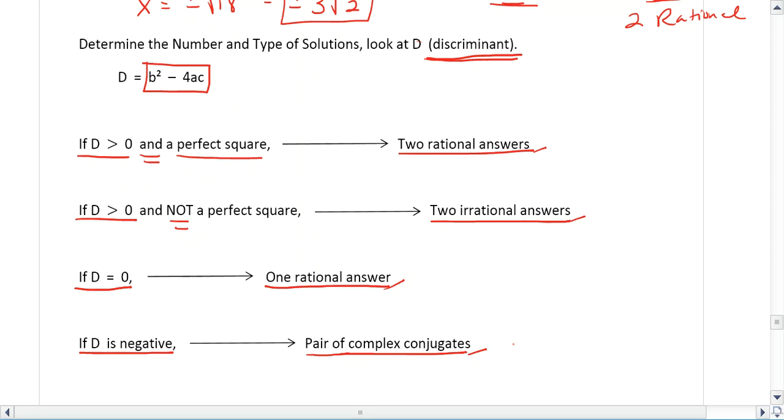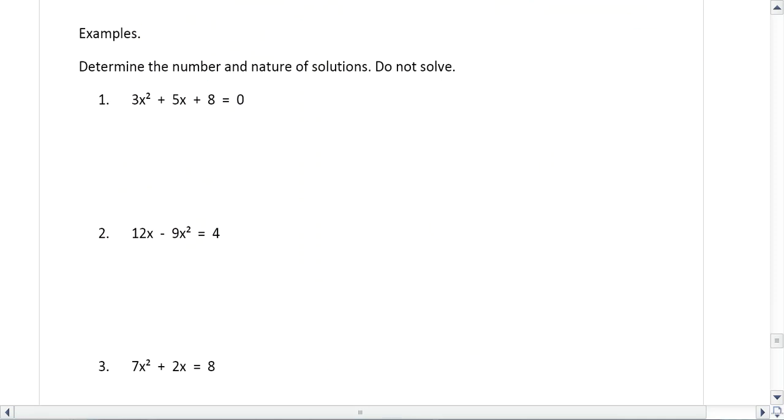So now we need to look at the discriminant and be able to state how many and what type of answers we're going to get. So the directions to our example say, determine the number and nature of solutions, but we don't need to solve it. So our answers are going to be something like, and there's the bell. Our answers will be something like two imaginary answers or two irrational answers. We're going to look at the discriminant to determine how many answers there are, it'll be 2 or 1, and what their nature is, whether they're rational, irrational, or imaginary.